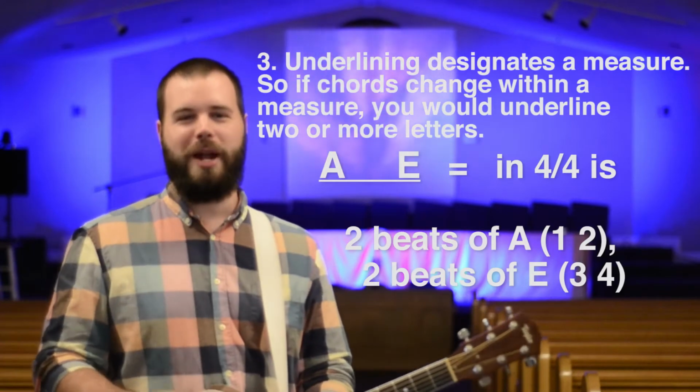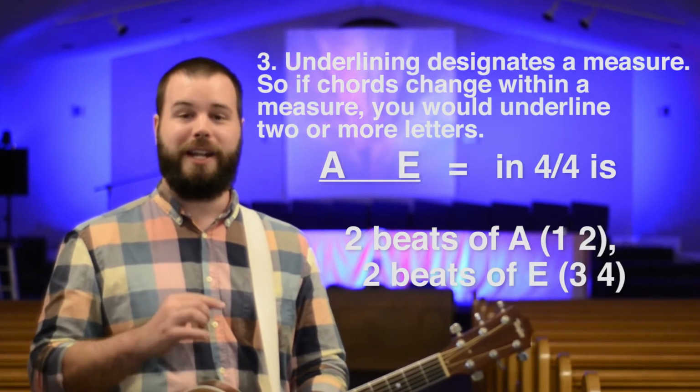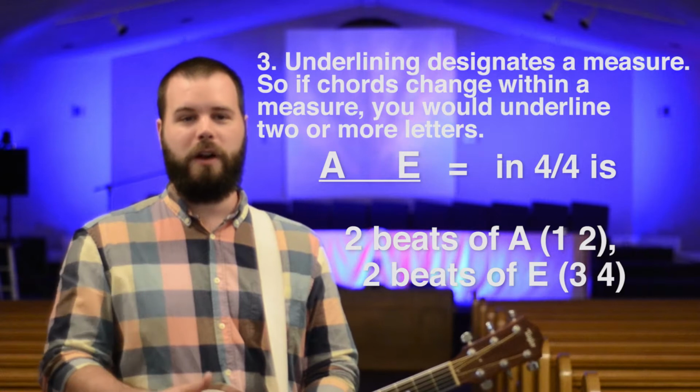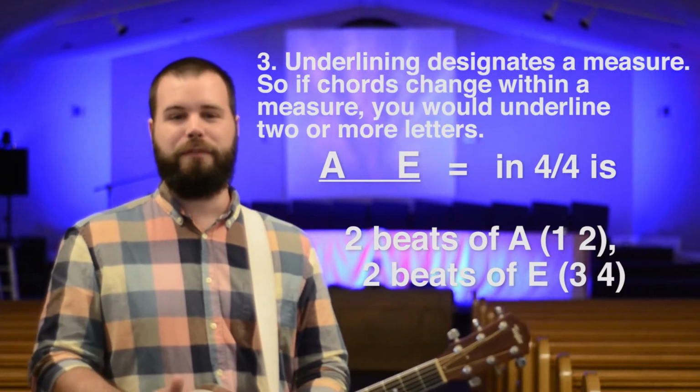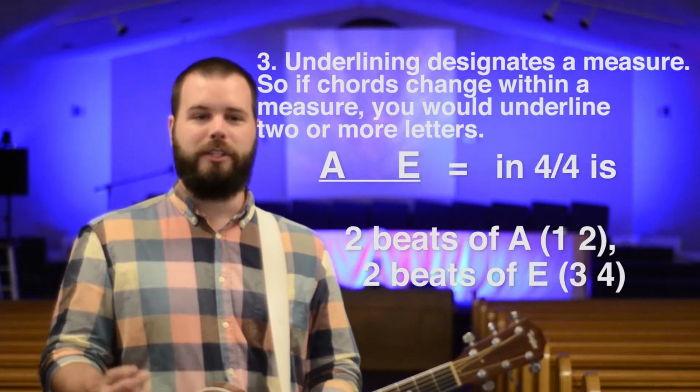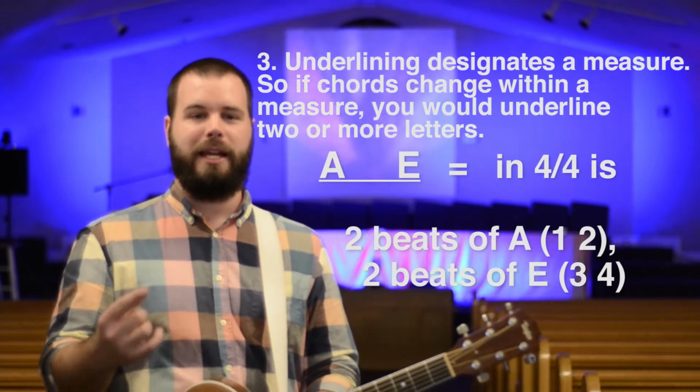Rule 3 shows you how to write 2 chords per measure by just underlining them. When chords are underlined without anything else, they default to 2 beats per chord. So in the example, 2 beats of A, 2 beats of E. Here we go. 1, 2, 3, 4.